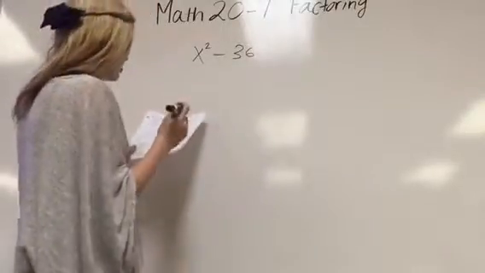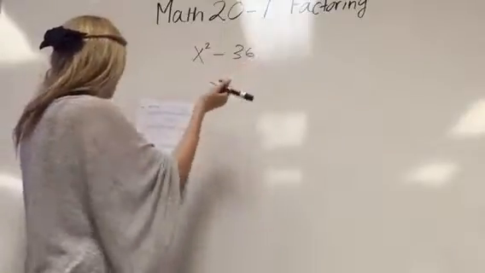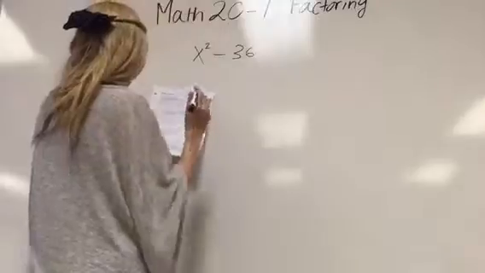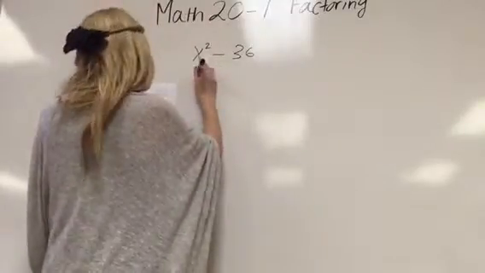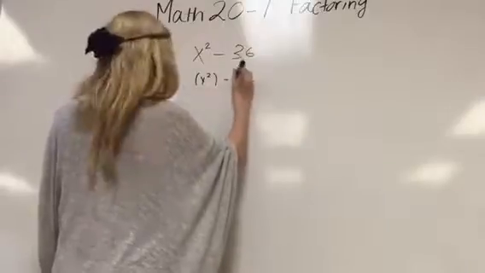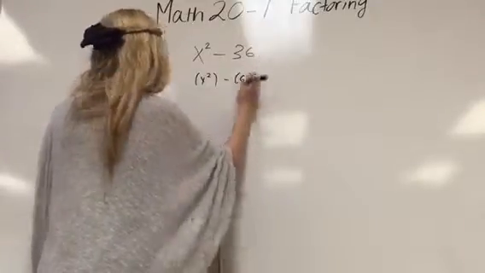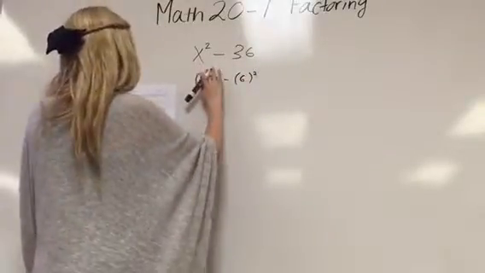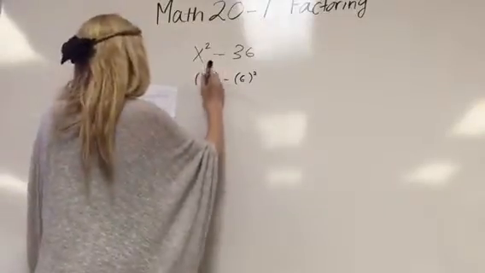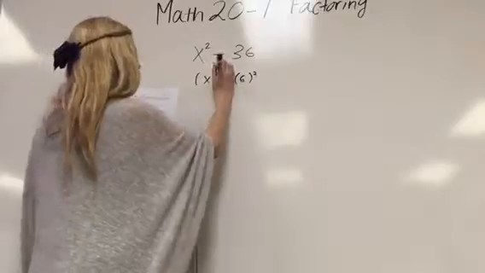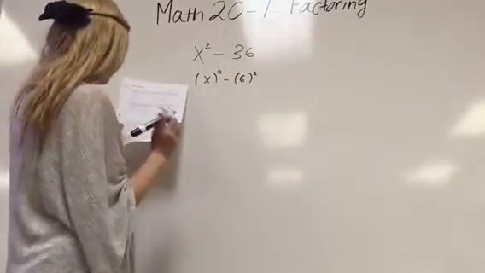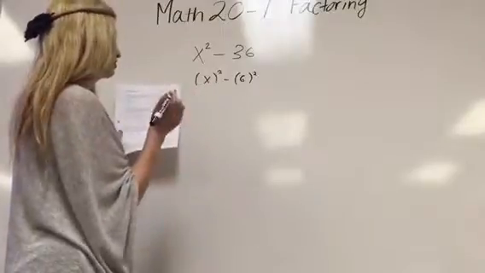Okay, so we are going to do x squared minus 36 and turn them into a difference of squares. So, you isolate each one into brackets. 6 squared. And instead of x squared, you just put x in the brackets and you put the squared on the outside of the bracket. This is what will get us the difference of squares.